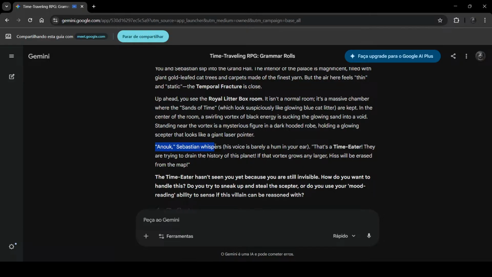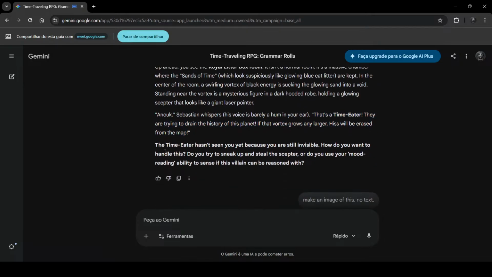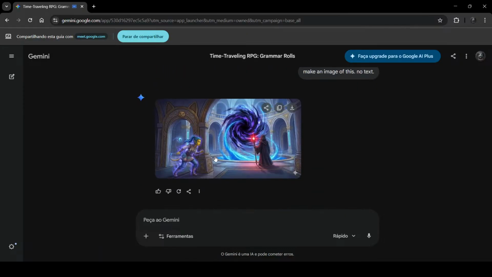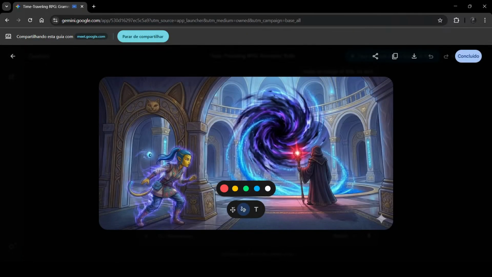Anouk, Sebastian whispers. His voice is barely a hum in your ear. That's a time eater. They are trying to drain the history of this planet. If that vortex grows any larger, this will be erased from the map. Well, the time eater hasn't seen you yet because you are still invisible, right? So, what do you do? What do you say? It's up to you.